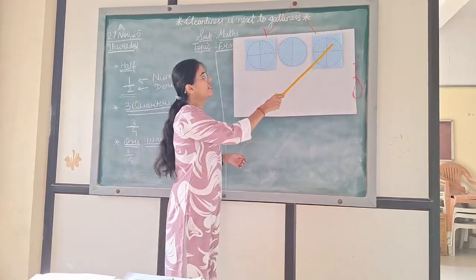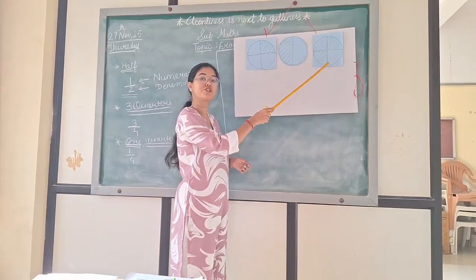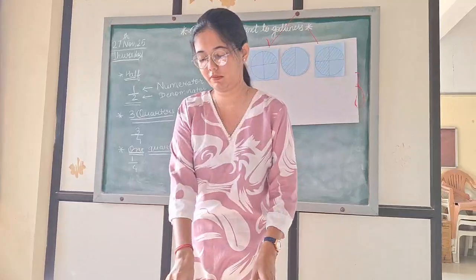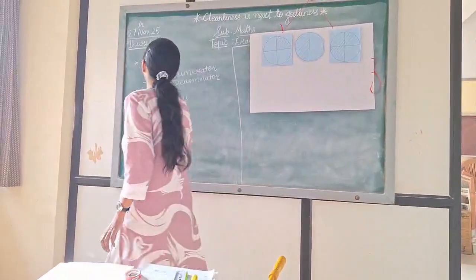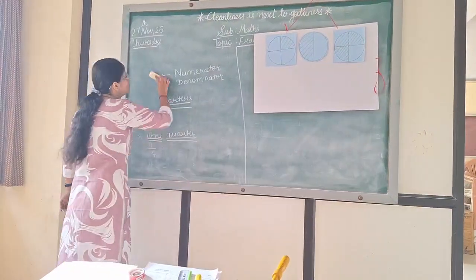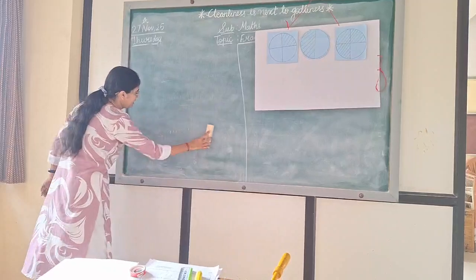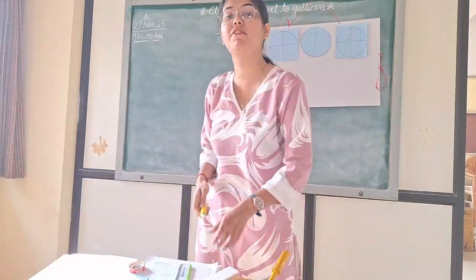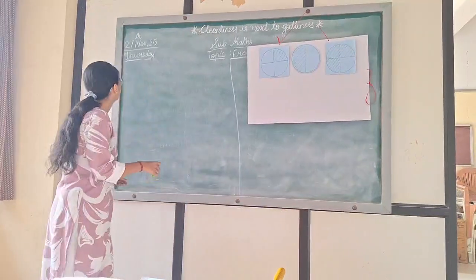Here how many quarters are there? 1, 2, 3. So it is called 3/4. Understood till here? Yes, ma'am. Okay. So we will take one quick activity. You will guess the denominator and numerator of the fractions which are on the board.